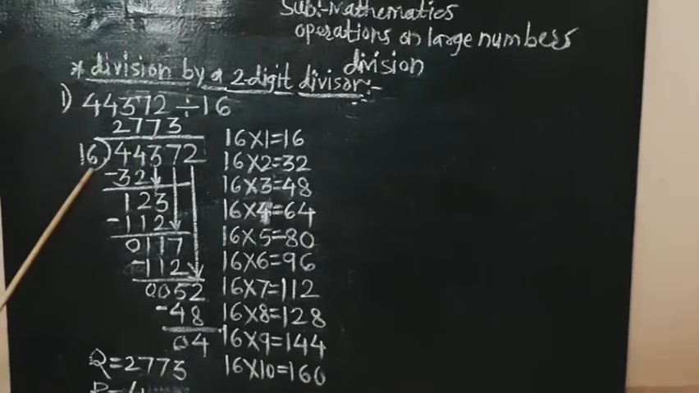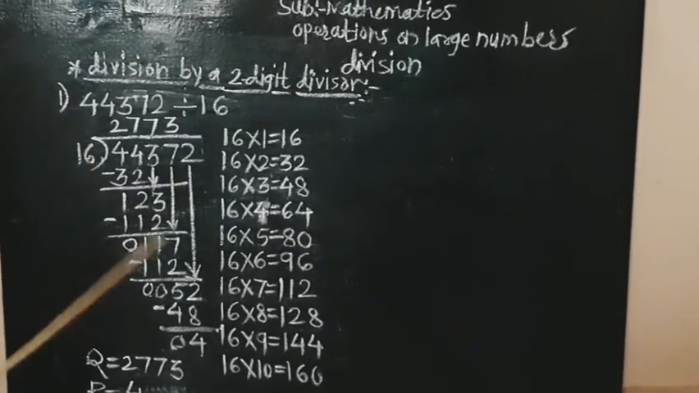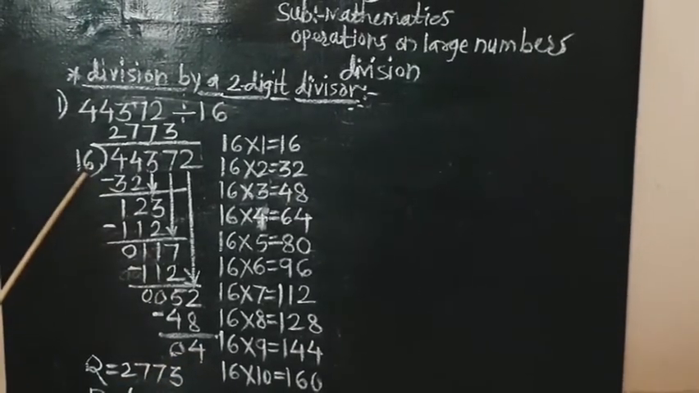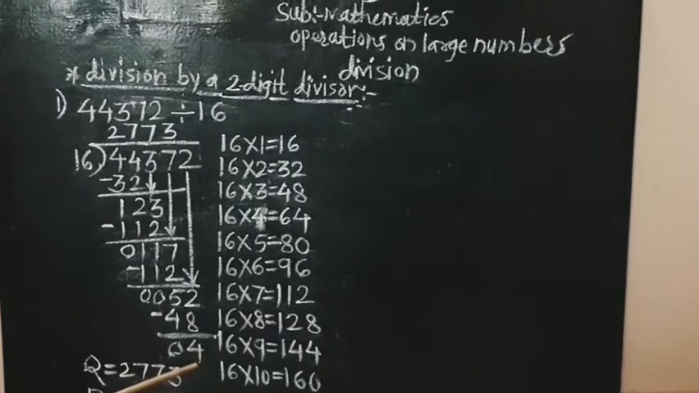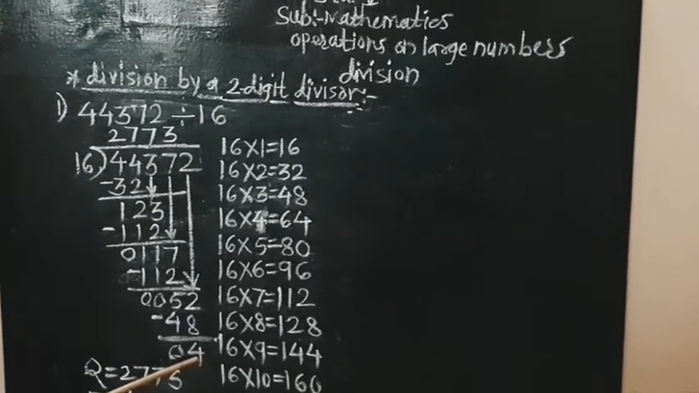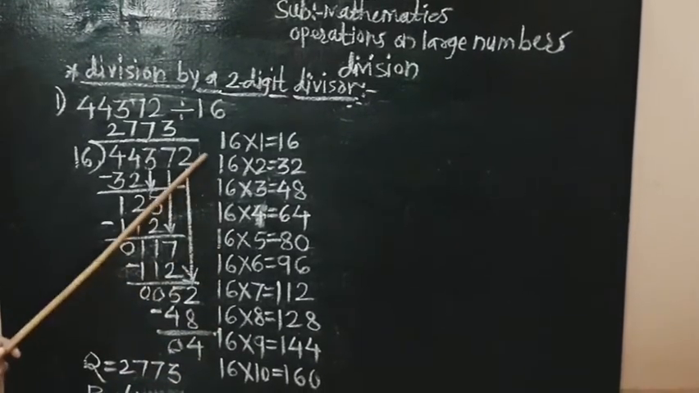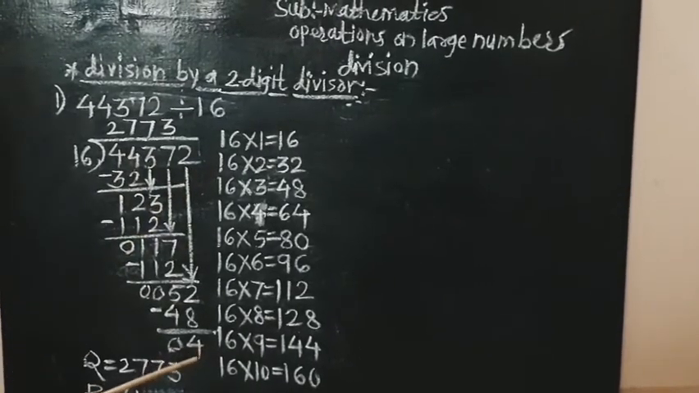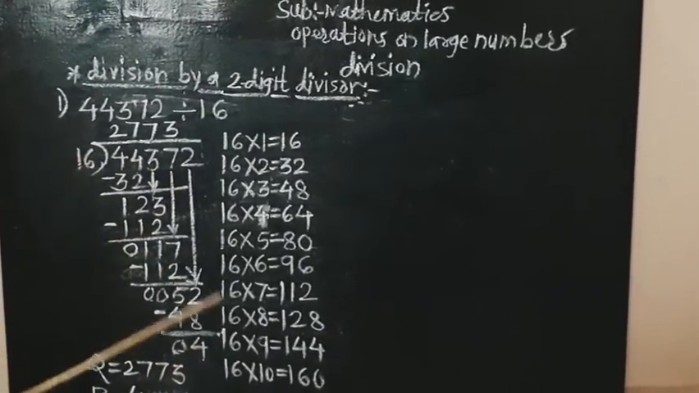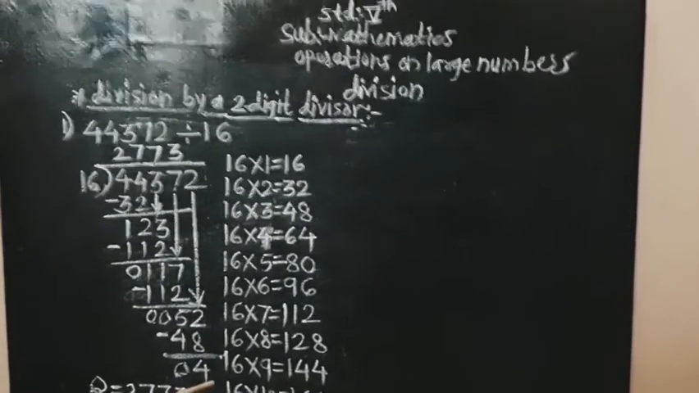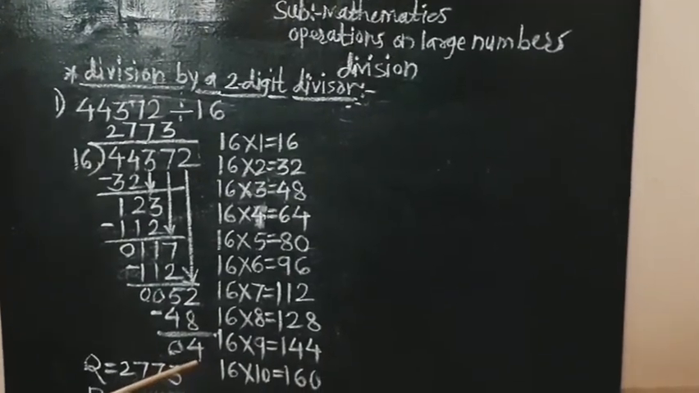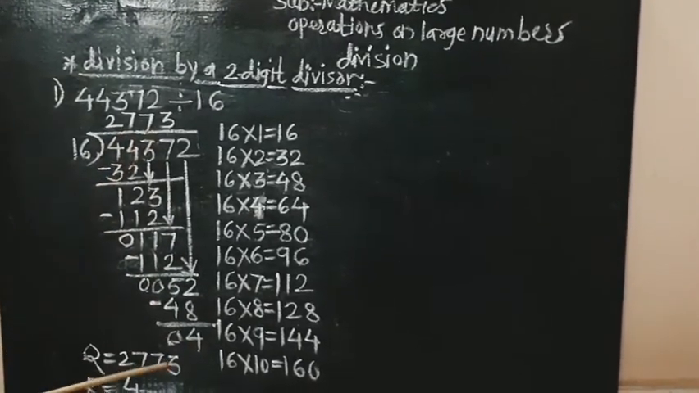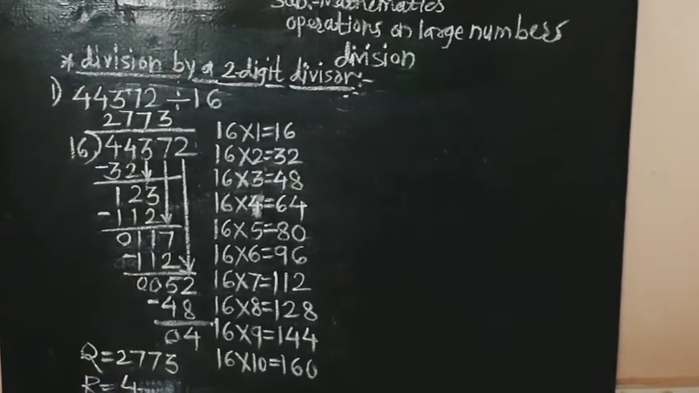So my dears, when you get a remainder smaller than the divisor, listen carefully. This is a very important tip for division. When you get a remainder smaller than the divisor, there is no need to go further, you can stop there. So 4 is smaller than the divisor, and no numbers remain here, because all numbers are over. So what is the conclusion of this example? I got 2773 as the quotient and 4 as the remainder.